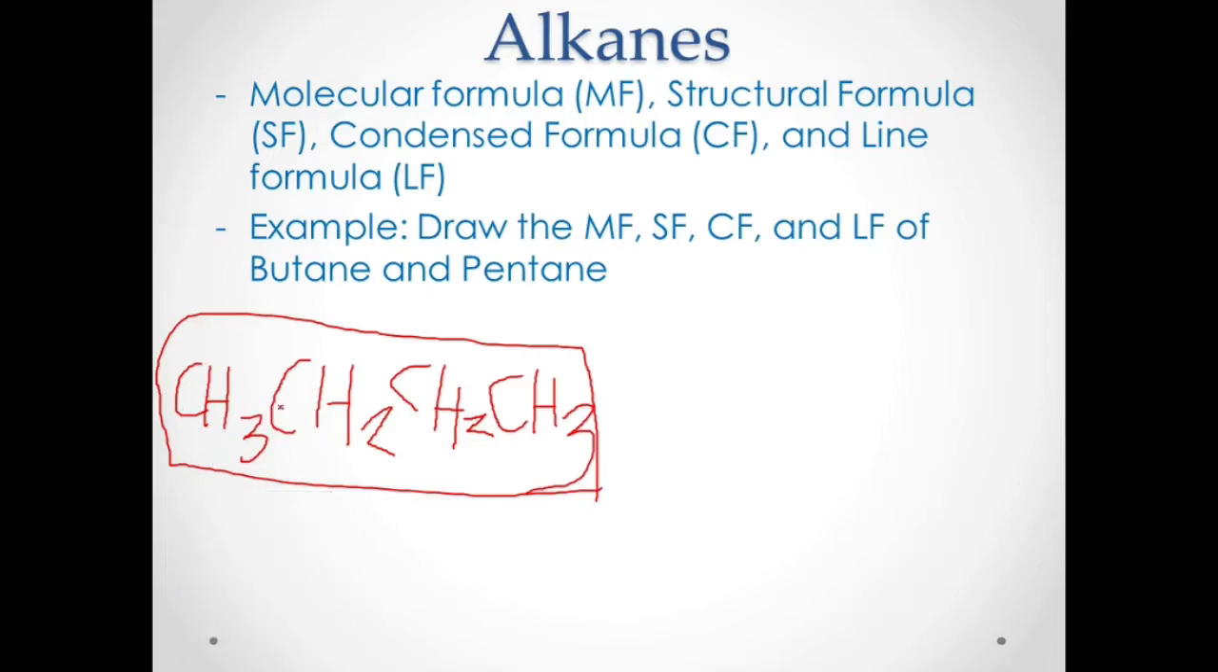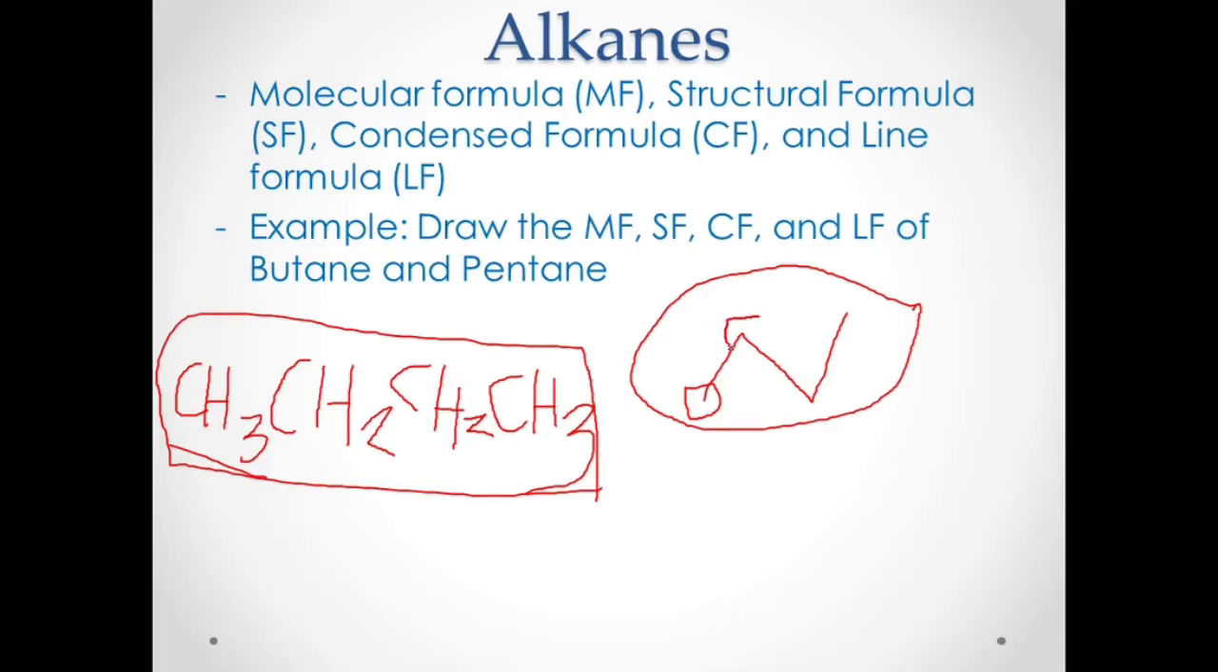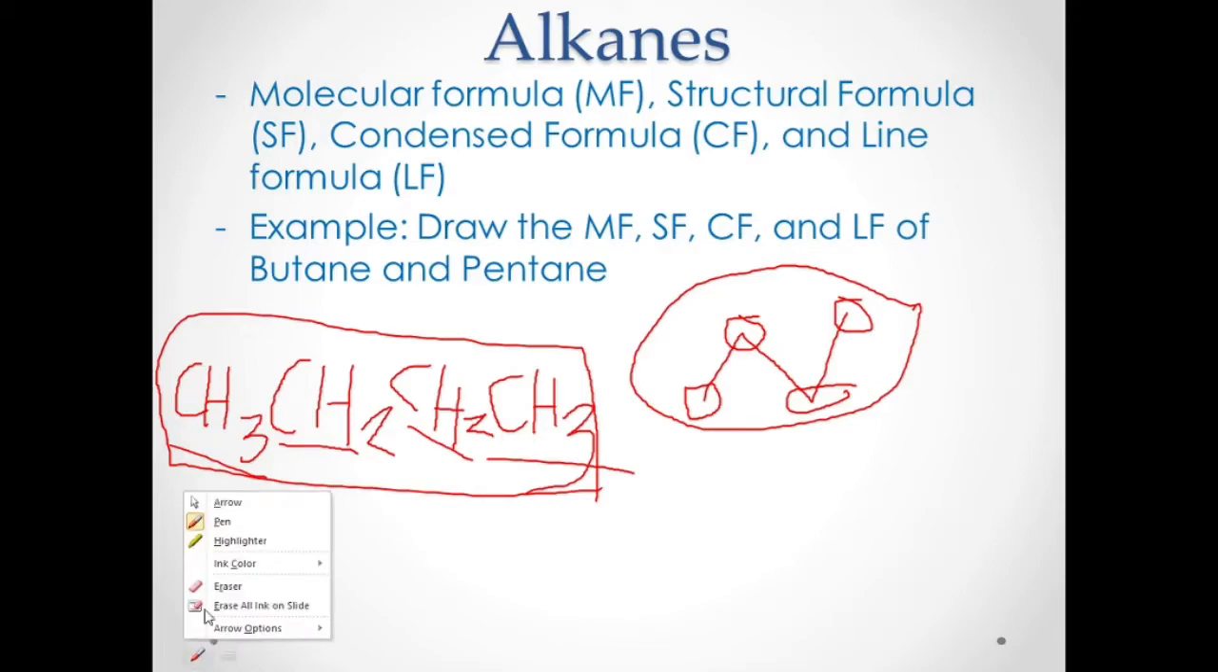For this butane compound, how many carbons are there? There are 4 carbons, so we can write it as 1, 2, 3, 4. Then you're done. This is the line formula or the zigzag formula for butane. It's understandable that this carbon contains 3 hydrogen, this carbon contains 2 hydrogen, this carbon also contains 2 hydrogen, and the last carbon contains 3 hydrogen.